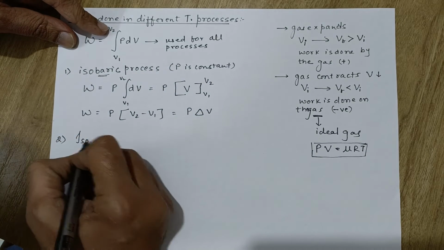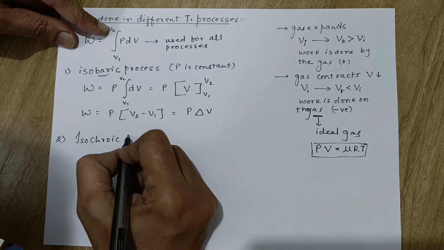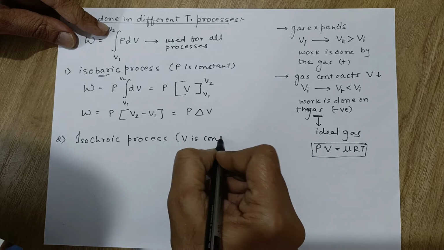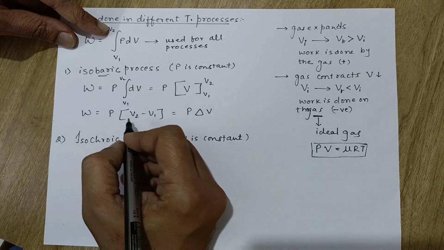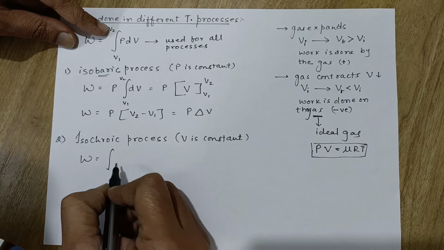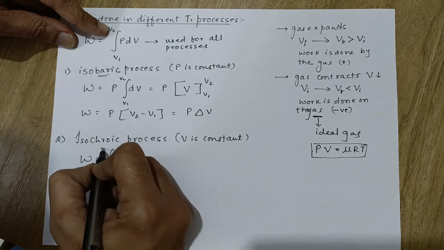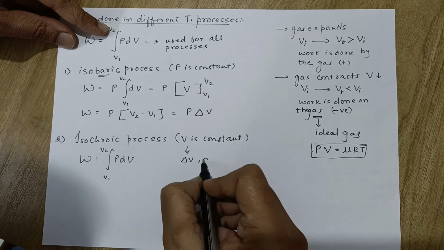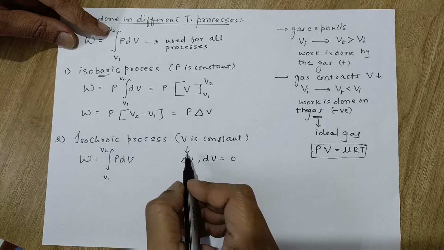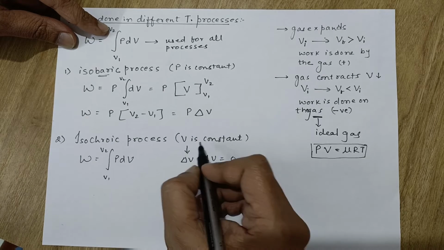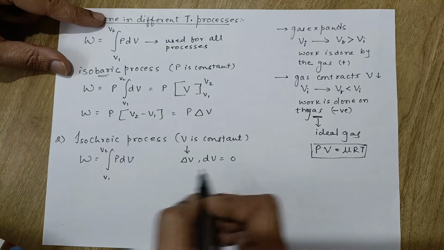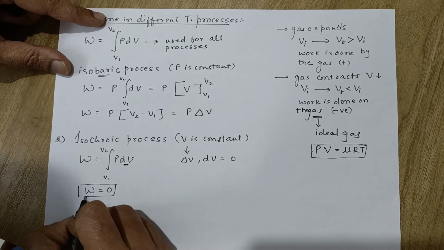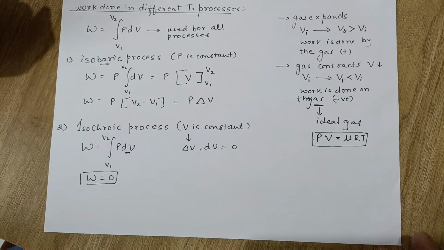Let's talk about the isochoric process. Now in an isochoric process, volume is constant. Let's write this formula again, P dV from V1 to V2. If I say volume is constant, that means the change in volume, whether it may be a large change or a small change, is 0. Since volume is constant, there is no change in the volume, so the final and initial volume are the same, so the change in volume is 0. So you directly substitute dV as 0, so the work done itself is 0. This is the expression for work done in an isochoric process.